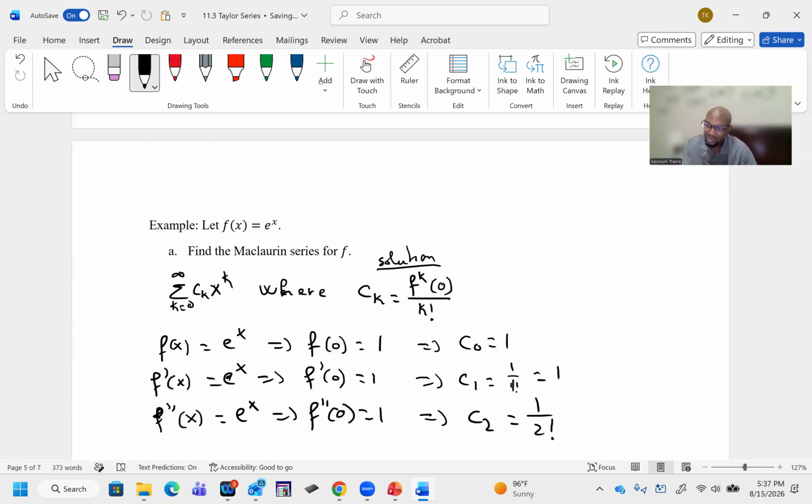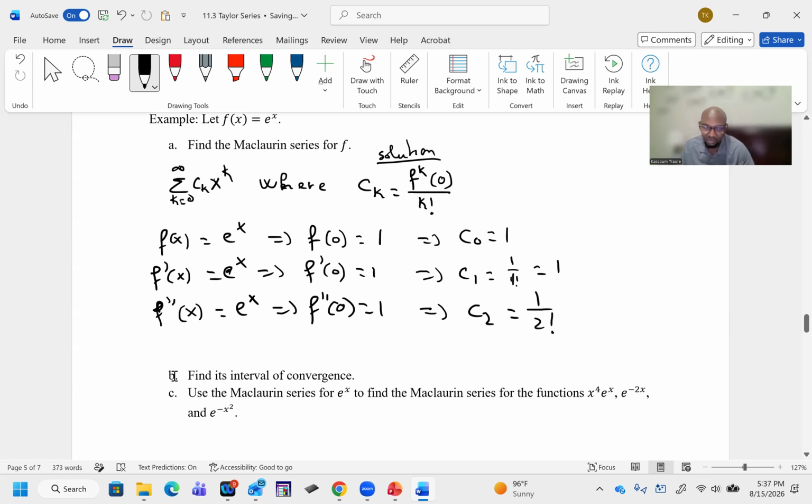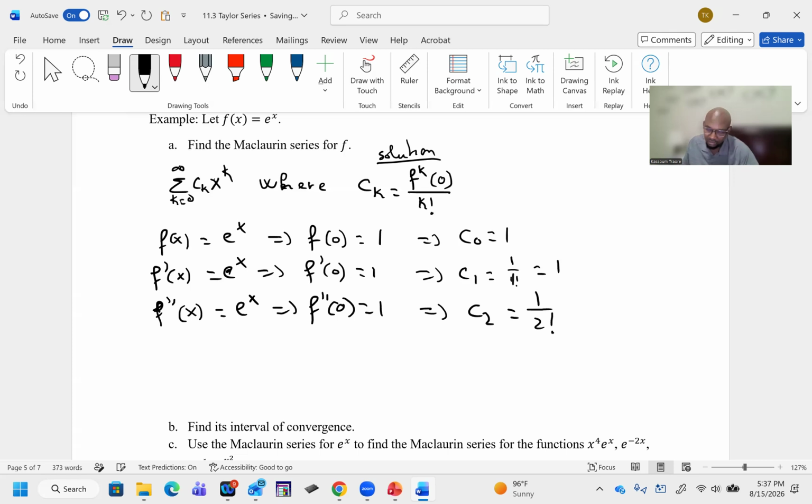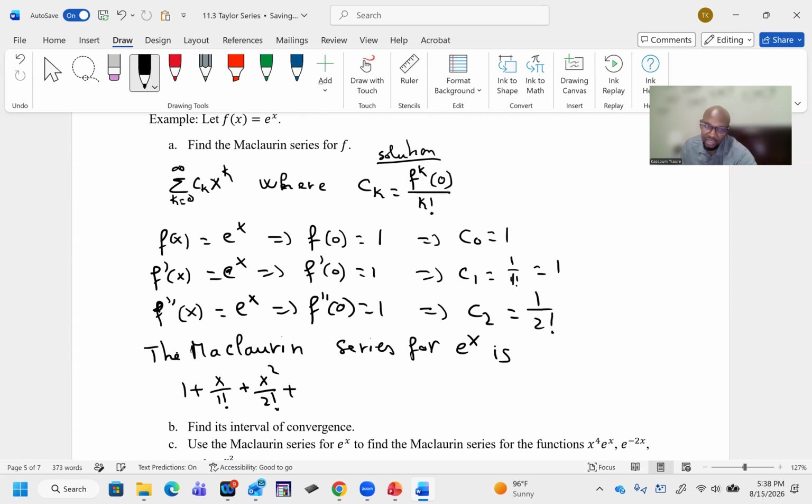So now the Maclaurin series for e to the power of x is 1 plus x divided by 1 factorial plus x squared divided by 2 factorial plus x cubed divided by 3 factorial plus and so on, and the sum will be the sum from k equals 0 to infinity of x to the power of k divided by k factorial. That's it.